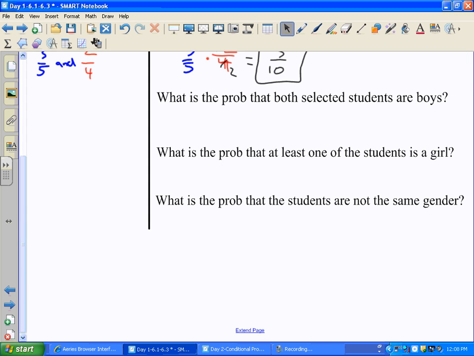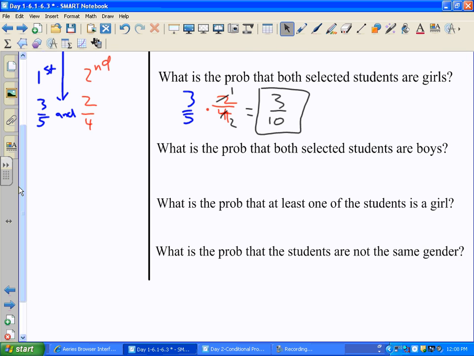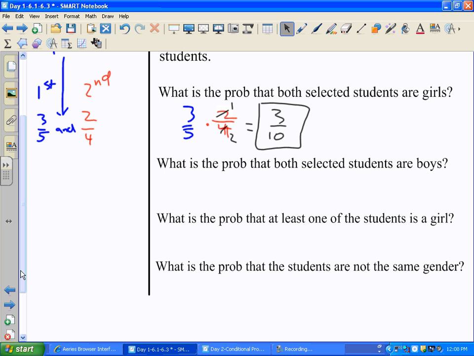What's the probability that both selected students are boys? How are we going to do that? 2 out of 5 times 1 out of 4. Does that make sense? Okay. So 1/10 of the time we're going to get both boys.